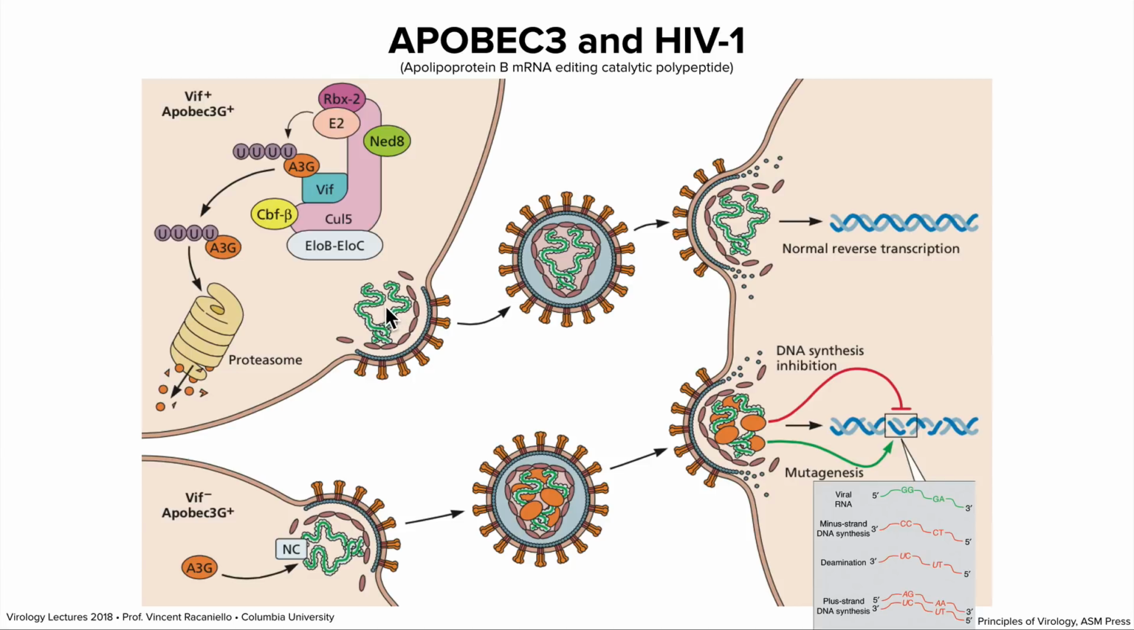So in cells infected with wild-type HIV, there's no APOBEC3G in the virus particle. You have normal reverse transcription. It's only if you make a VIF minus virus that APOBEC is incorporated, and does it cause deamination. So VIF is an antagonist of APOBEC3G.